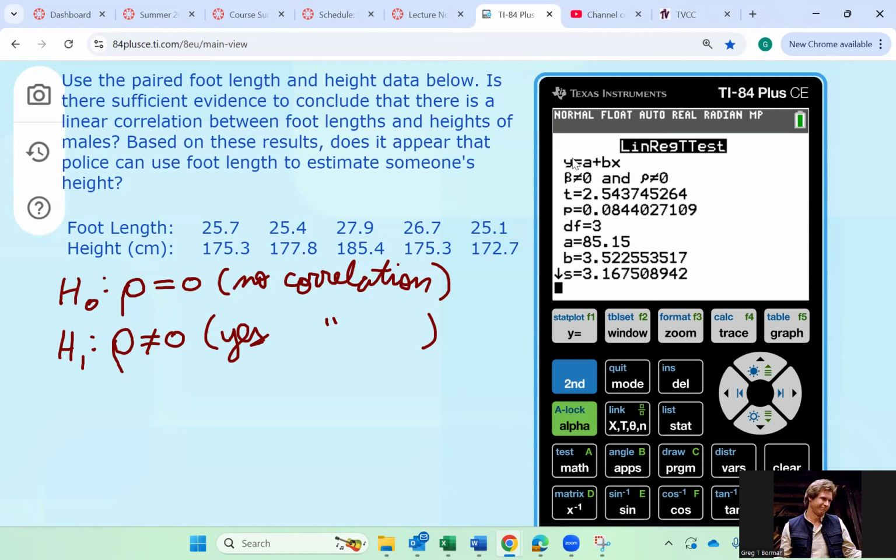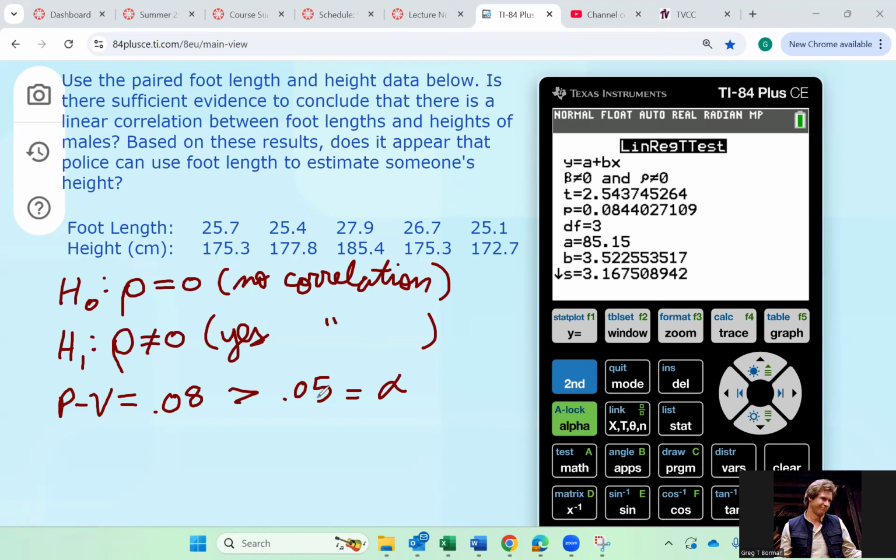There are a couple of ways you can explore this. One is the p-value, which is 0.08, which is greater than alpha. I didn't include that, did I? Alpha, we're going to say, is 0.05 like it normally is. I think that's what it was supposed to be, and I just didn't write it down when I transcribed it into Zoom. So based on the p-value, we're going to go with H0, no correlation.